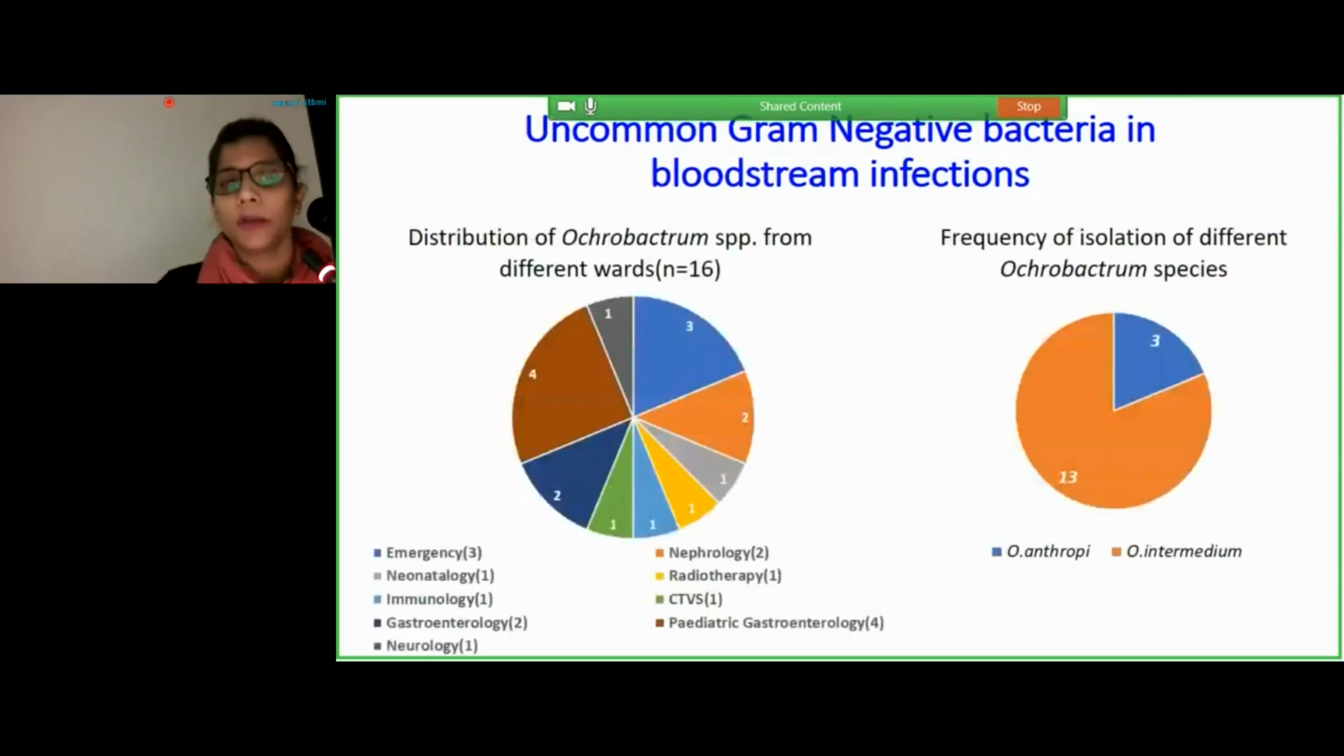Coming on to the Ochrobactrum species from different wards, we can see in the chart that the maximum number of isolates were from pediatric gastroenterology, followed by emergency, gastroenterology, and nephrology. A total of 15 isolates were encountered, and 2 species were found. One was Ochrobactrum anthropi, which were 13 in number, and Ochrobactrum intermedium, which was 3. The maximum were Ochrobactrum anthropi.